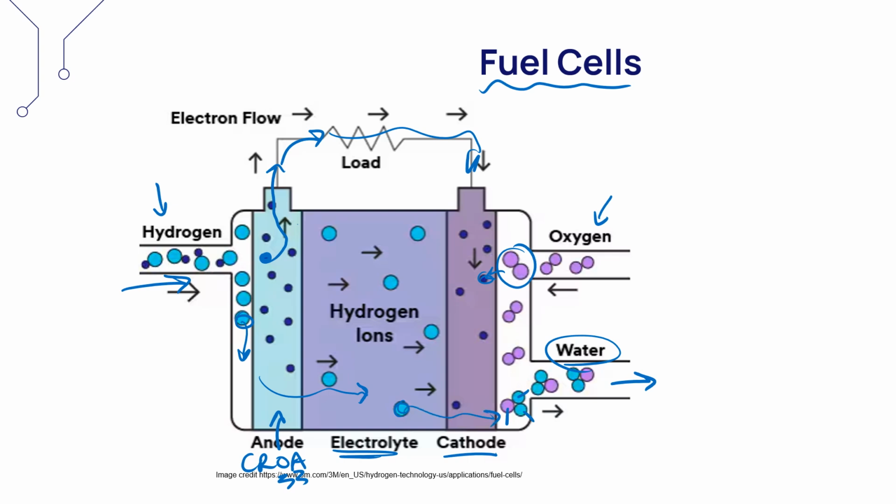Those hydrogen ions end up over here so that the water can be formed when the oxygen is reduced by gaining the electrons at the end of the electron flow, as well as those hydrogen ions. How cool is this? It does require a constant supply of hydrogen gas and oxygen gas, but how delightful that the exhaust from this car is water vapor.